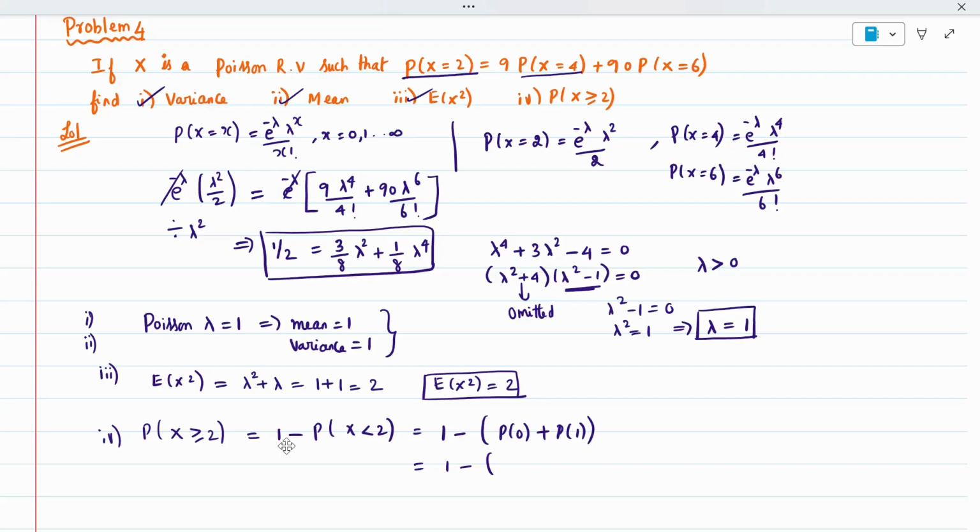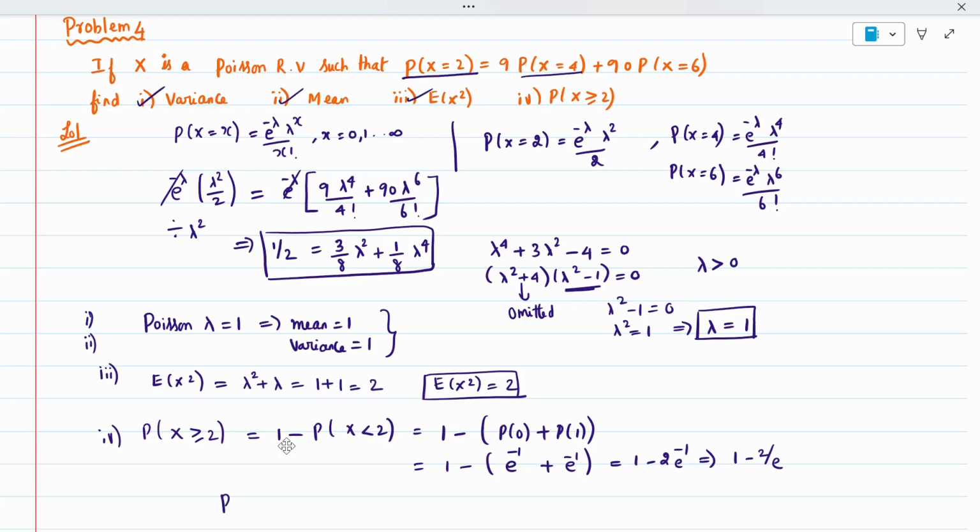Lambda, so we got it to be 1. So 1 is 1 only. 1 factorial is 1. So e to the power minus lambda only, so it is e to the power minus 1 plus P1. It is the same, e to the power minus 1 only. You check. So when I substitute, it is 1 minus 2 e to the power minus 1, or you can write it in a calculator as 1 minus 2 by e.